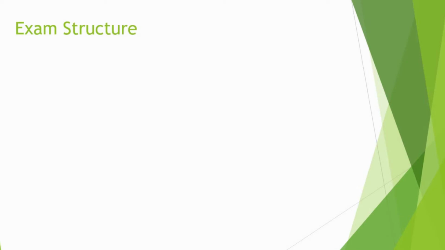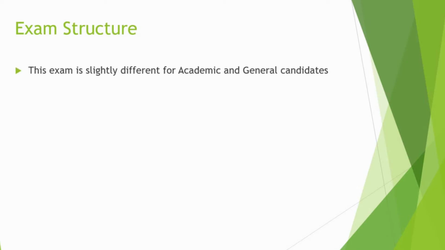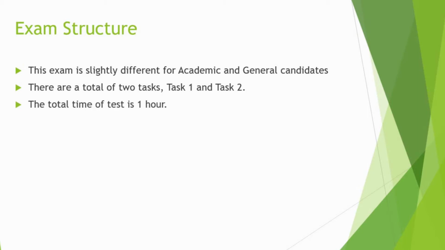First of all, let's look at the exam structure. For those who have seen the IELTS overview lecture, you know that this exam is different for the academic and the general candidates. For both the candidates, there will be two tasks, task 1 and task 2. And you will get a total of 1 hour to finish both the tasks. You are free to manage the time yourself.